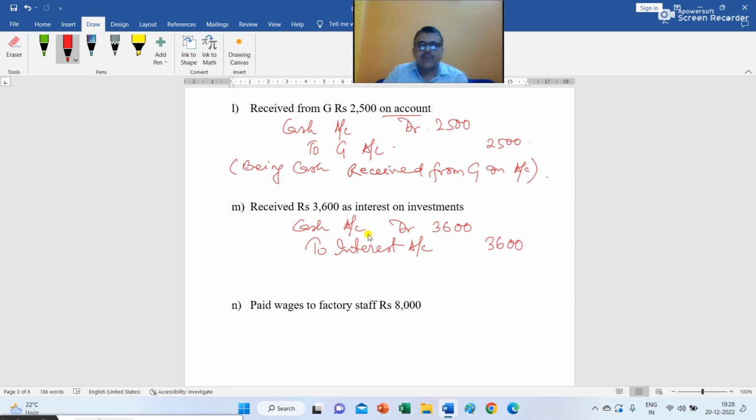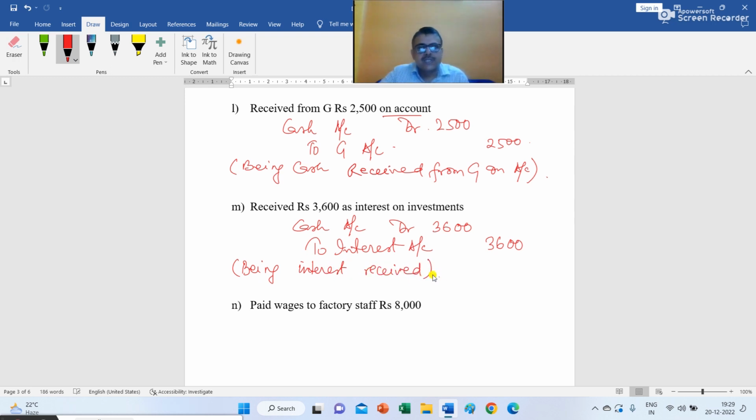So cash account debit 3600 to interest rupees 3600. So cash is being debited as there is an inflow of cash. And why there is inflow of cash? This is for the interest on investment. So interest is being credited. Interest is a nominal account. Whenever there is an income, nominal account gets credited. So cash account debit to interest rupees 3600. And I have to write the narration being interest received.